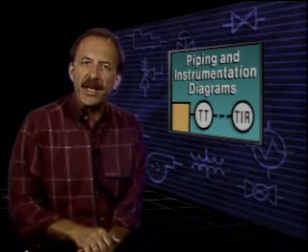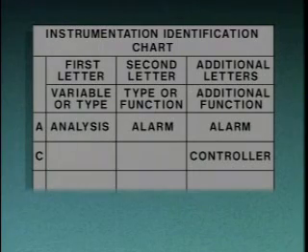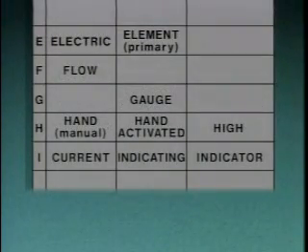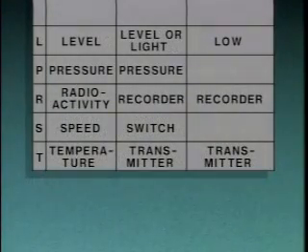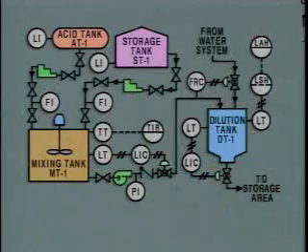Reading a P&ID involves identifying and interpreting symbols for instruments and other system equipment. Let's go through an example diagram to see how this is done. As we go through the example, we'll use this instrument identification chart to help us identify and interpret the symbols we find there. This is the diagram we'll be working with.